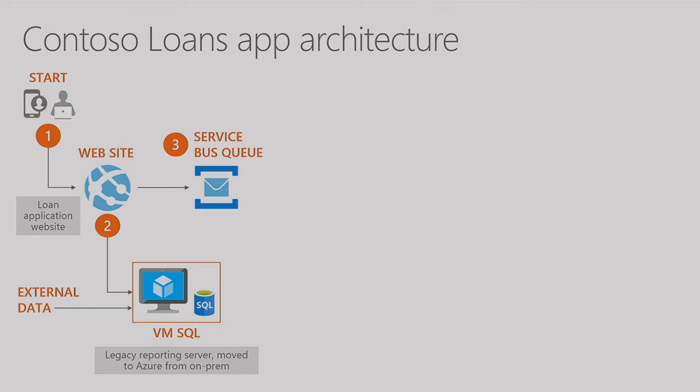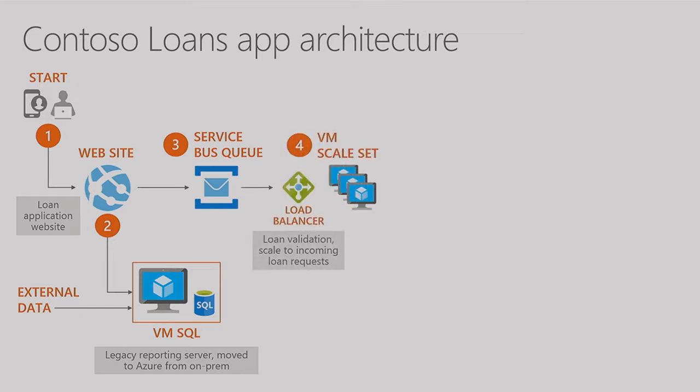that has a SQL server on it. So number 2 shows the data goes to the SQL server on a VM. Next, the incoming loan requests go to a service bus queue. And then it gets into the place where all the magic happens, a VM scale set. These are VM instances that can add more instances on the fly based on the incoming load to process this. This is where they have their patented new technology that can instantly approve or reject a loan.